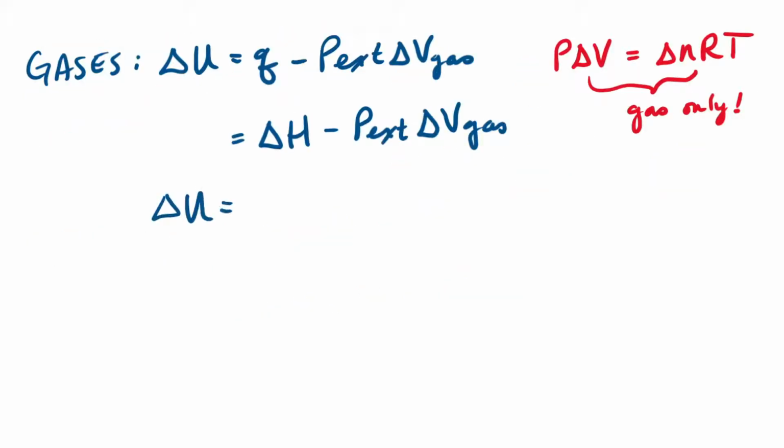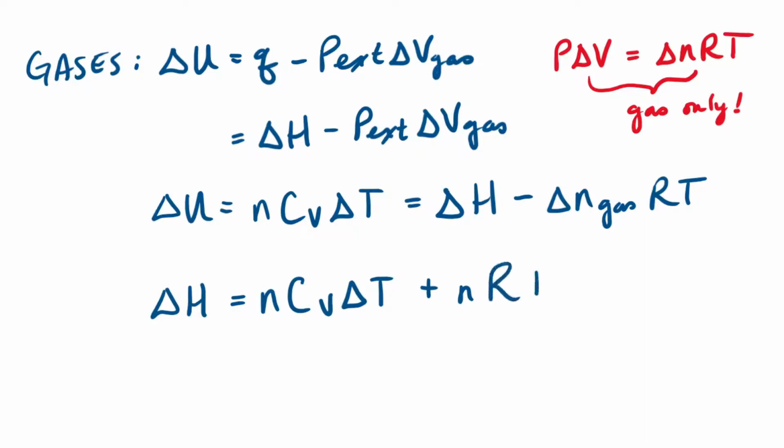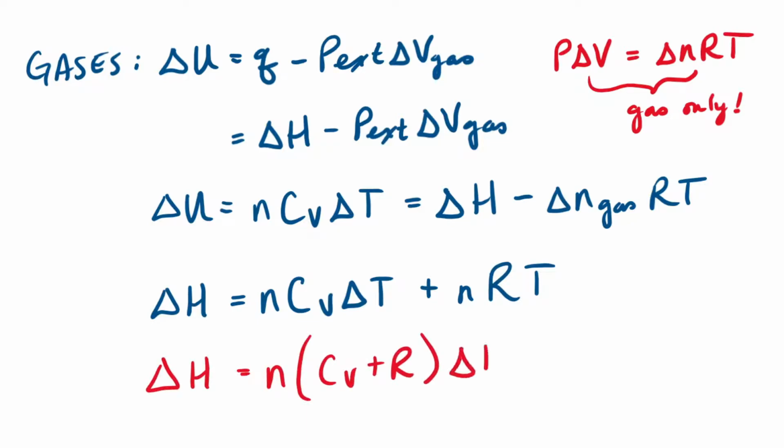So moles times the heat capacity at a constant volume times the temperature is equal to enthalpy minus pressure times volume. And according to the ideal gas law, PV equals nRT, so enthalpy equals nCvT plus nRT, or the moles times the heat capacity at a constant volume plus R multiplied by the temperature. Therefore, under constant pressure conditions, what we're really measuring is the change in enthalpy, and the heat capacity under constant pressure of an ideal gas is the heat capacity under constant volume plus R.